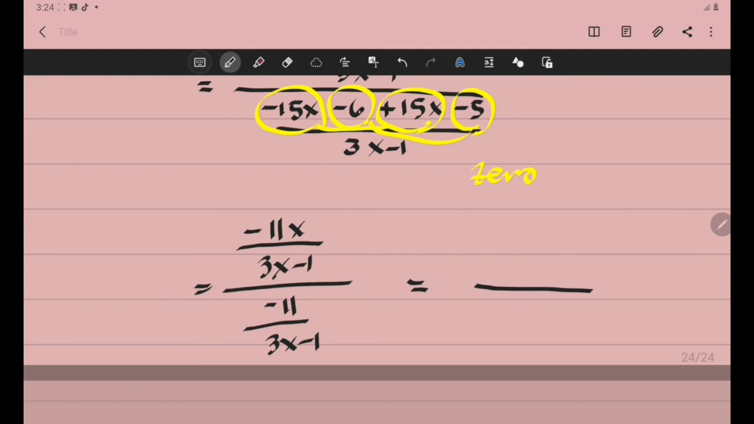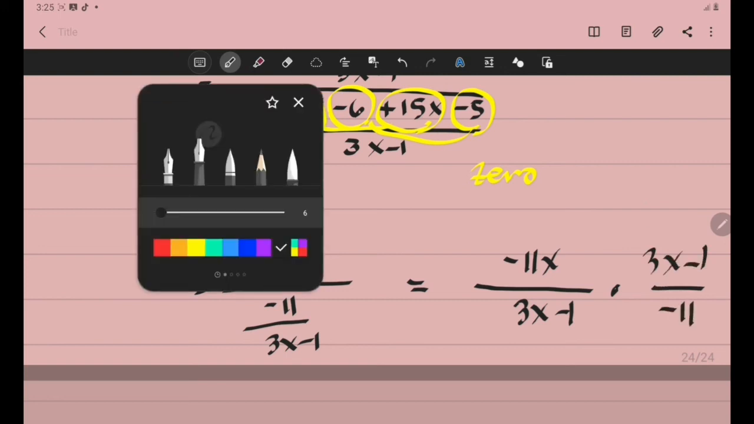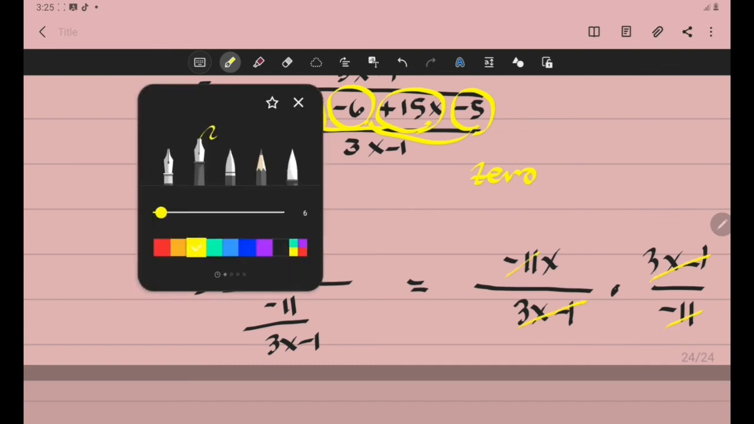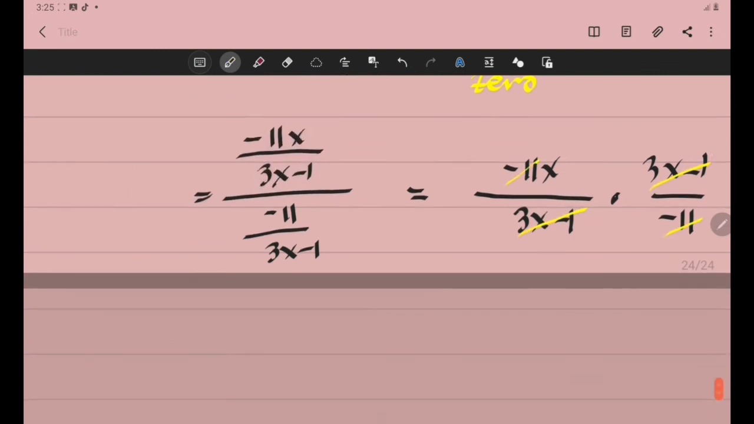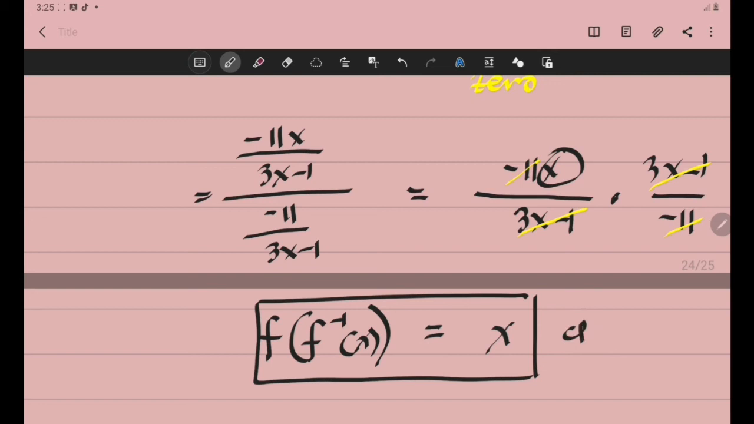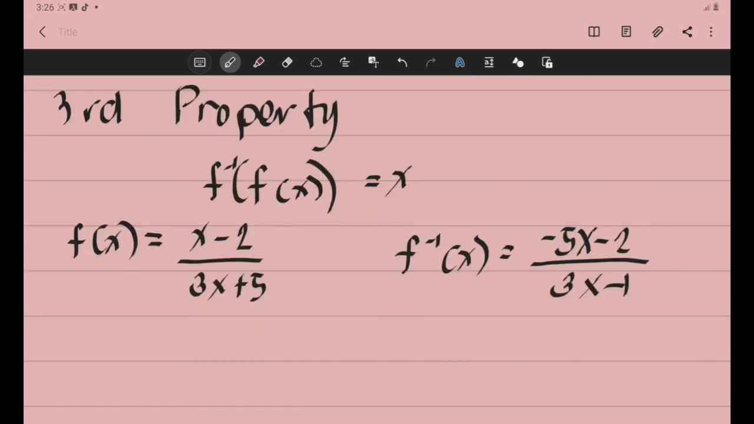So, for us to simplify this one, you have to get your numerator, which is negative 11x all over 3x minus 1, multiplied by the reciprocal of your denominator, which is 3x minus 1 all over negative 11. And then divide. Ang sagot na lang na matitira ay x. So, ibig sabihin, napatunayan natin that f of f inverse of x is equals to x. Let us proceed with the third property.